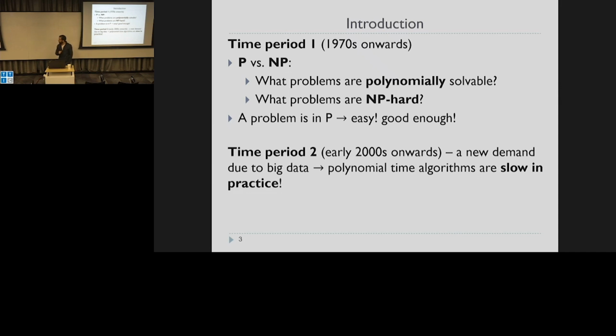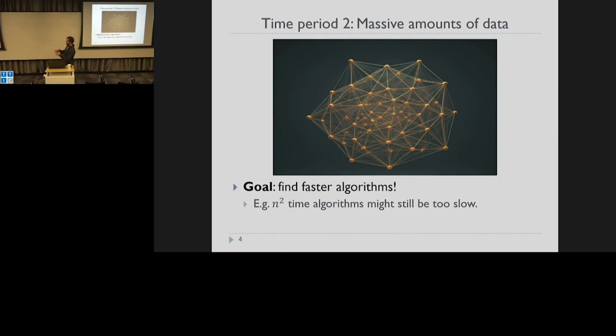And the second time period, maybe since the 2000s, because of big data, there was a new demand that implied that polynomial time algorithms are now slow in practice because the inputs are bigger. So just having an n squared or n cubed or just a polynomial time algorithm wasn't really cutting it. And so the goal would be to find faster and faster algorithms, right? So even if the algorithm is polynomial, you want to make it even faster.